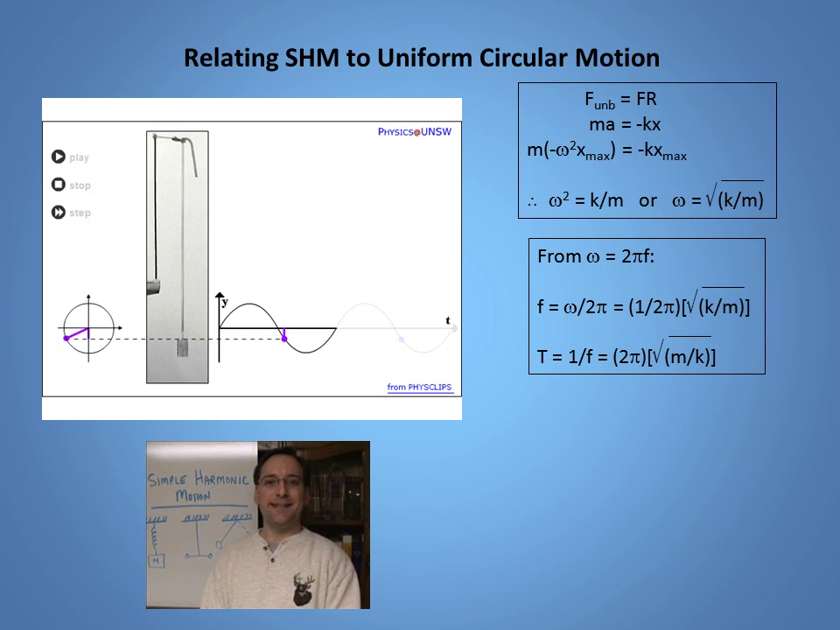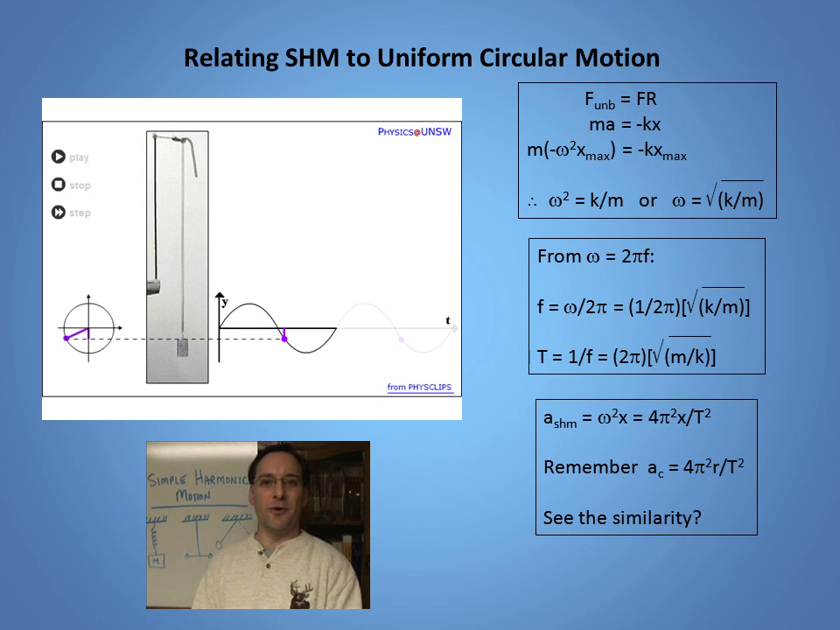We can also relate the acceleration in this simple harmonic motion to the centripetal acceleration. If we take that maximum acceleration as omega squared times x, and we substitute there for omega 1 complete revolution, that distance is 2 pi, over the time, which is 1 period, we'll get 4 pi squared over period squared times that distance x. And then we relate that to circular or centripetal acceleration, if you remember, as 4 pi squared r over T squared. So you can see the similarity between those two expressions.